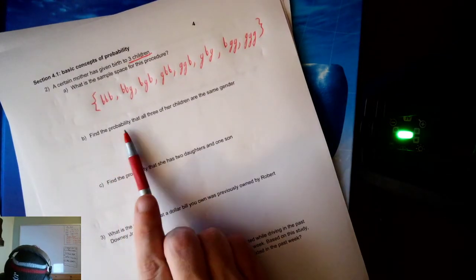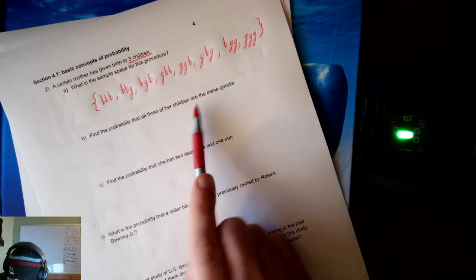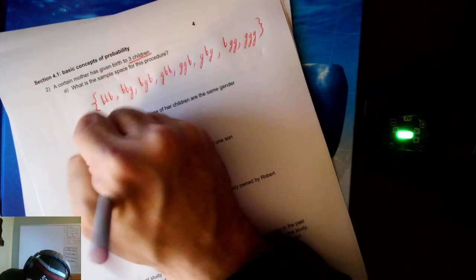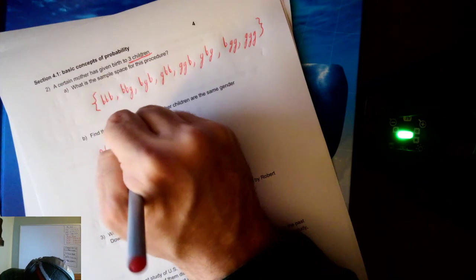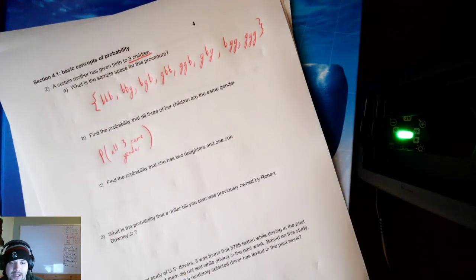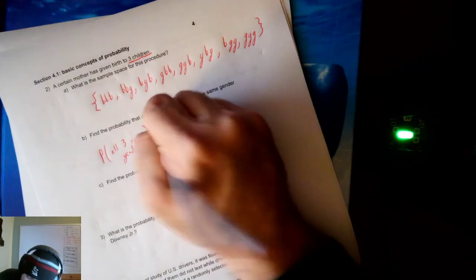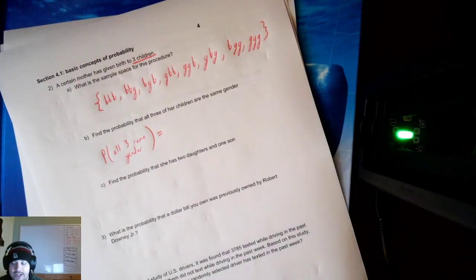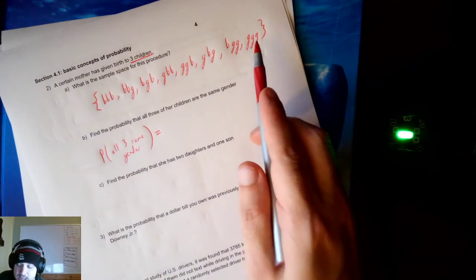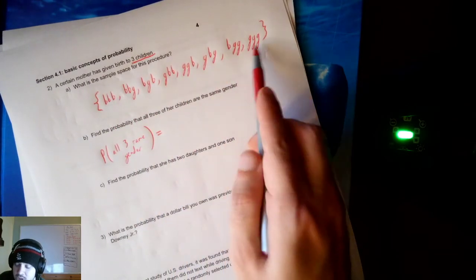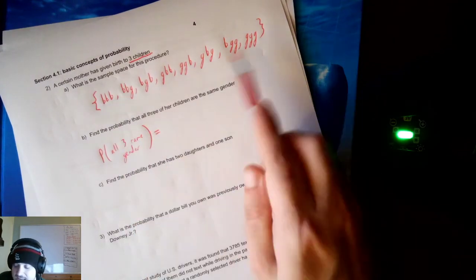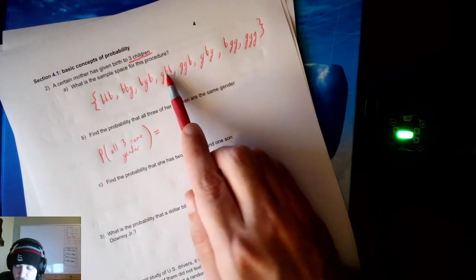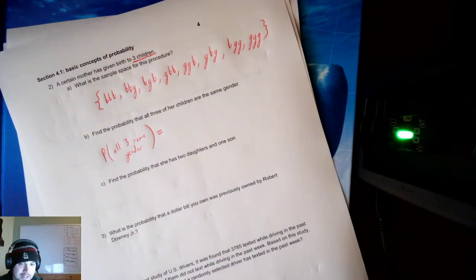Now, find the probability that all 3 of her children are the same gender. So the probability of all 3 same gender. That is the probability I am calculating. Well, I can use the classical approach here because I have all of the outcomes listed. Each one is equally likely to occur, right? Boy, boy, boy is just as likely as girl, girl, girl, is just as likely as girl, boy, boy, right? Each outcome is equally likely.